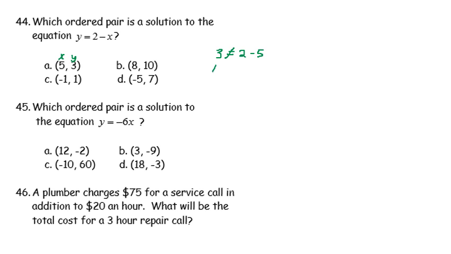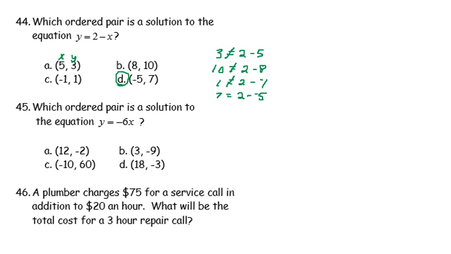Let's try the next one. 10 equals 2 minus 8. Well, 2 minus 8 is negative 6. Okay, the next one, 1 equals 2 minus negative 1. Well, 2 minus negative 1 is 3, so that doesn't work. And then the last choice there, I've got 7 equals 2 minus negative 5. Well, 2 minus negative 5 is 7, so D is our answer.